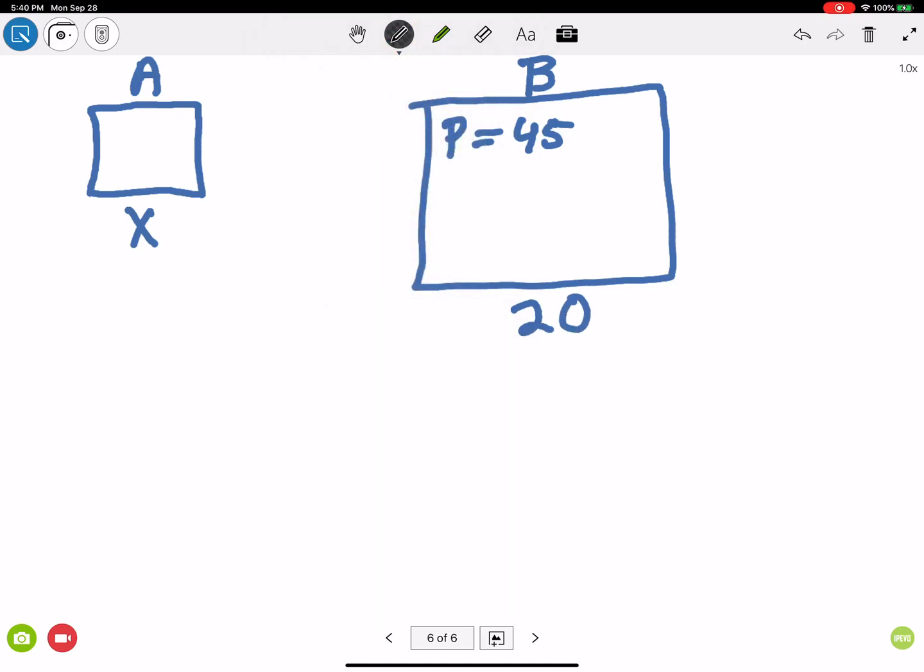Then I tell you that your scale factor from A to B, remember if I just say scale factor, I'm talking about the sides, is 5. So I want you to figure out the value of x, and I want you to find me the perimeter of A. So do that for me right now.